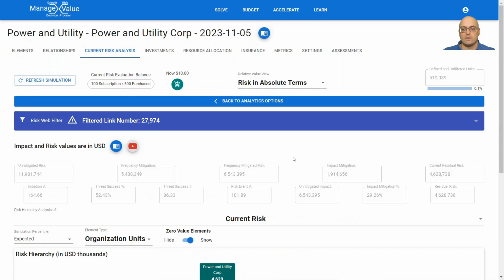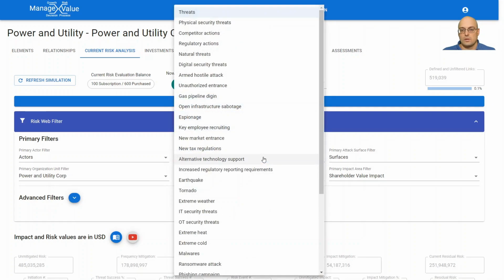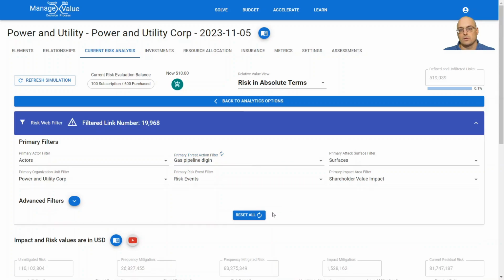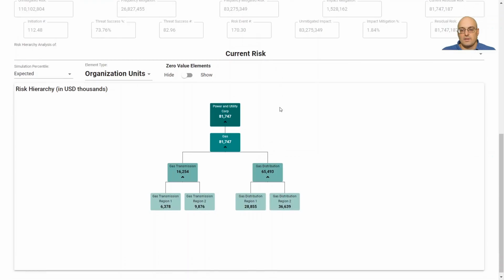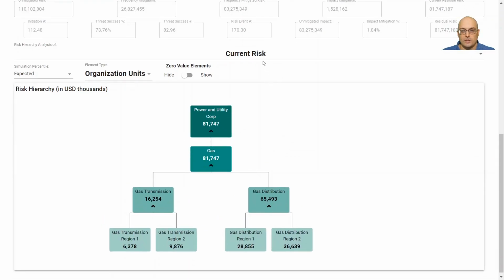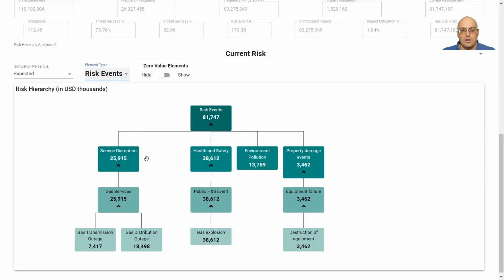However, granularity can also have a completely different view because it's not necessarily around the asset level, but we could focus on a specific granular threat action. For example, gas pipeline digging is a typical problem for power and utility companies with gas operations. And if we look at that very specific threat area, that again is a granular view, but not from an asset perspective, but essentially from the threat actions dimension. So organization unit wise, you can see that obviously gas pipeline digging is applicable for the gas business. Risk events wise, gas pipeline digging can cause service disruption, of course, significant health and safety issues like a gas explosion, environmental pollution, and property damage, and so on.